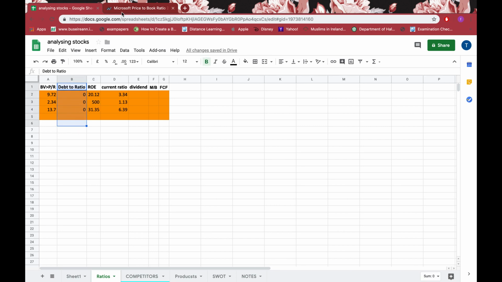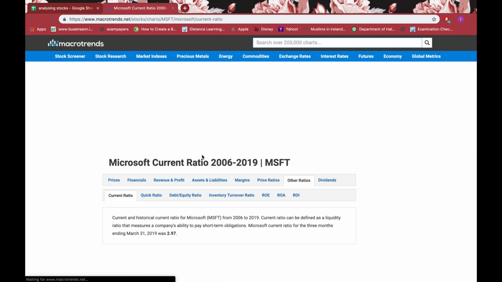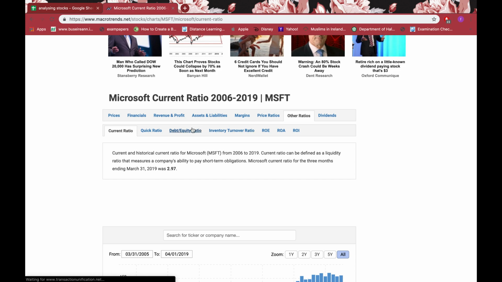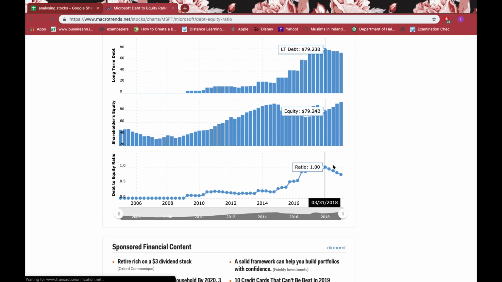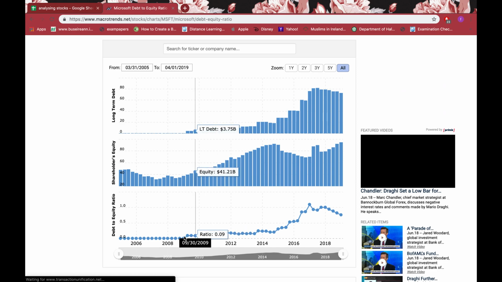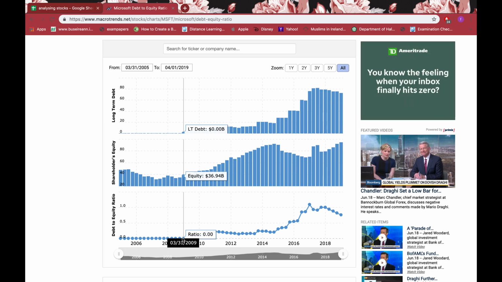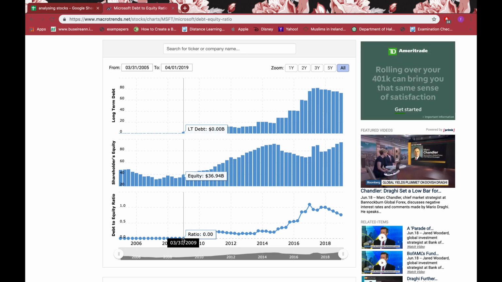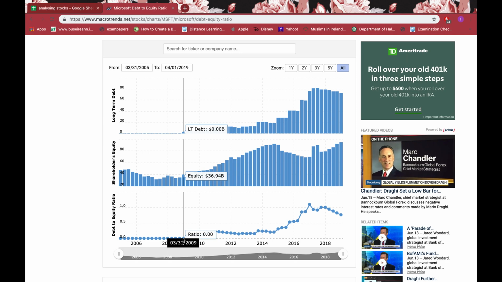Secondly, the debt to equity ratio, which is very important. If I go to other ratios and go to the debt to equity ratio, the lower the debt to equity ratio, the better. If you have a look at 2009, the debt to equity ratio is 0, so the company doesn't have any debt, which is very good for the firm. They are operating without debt.